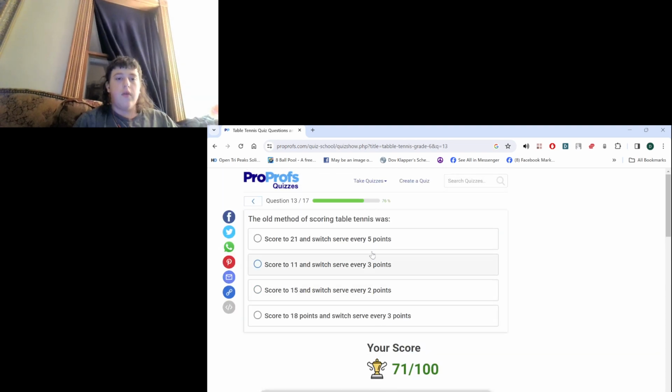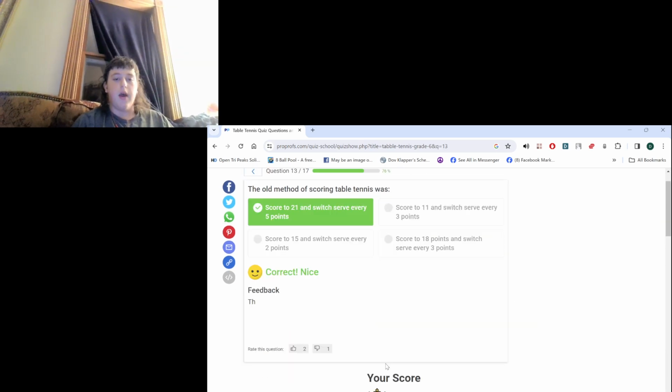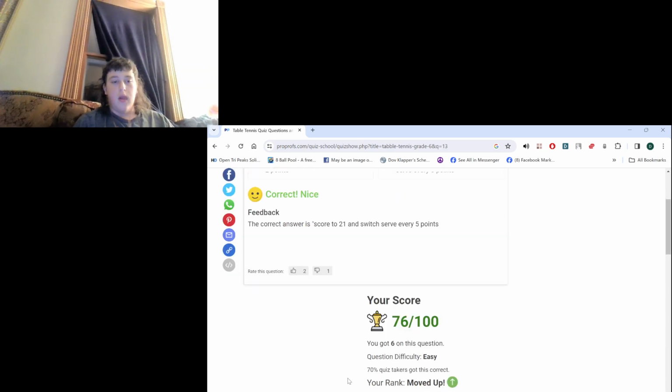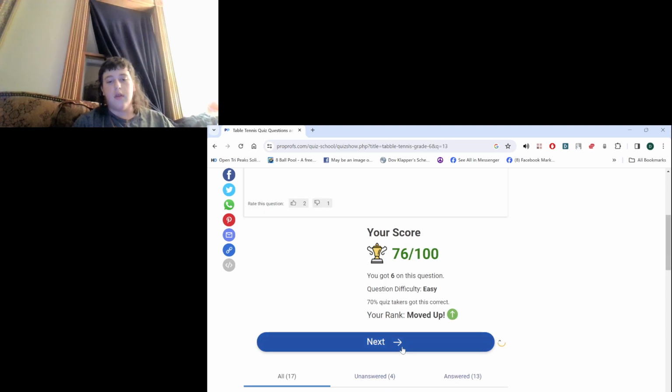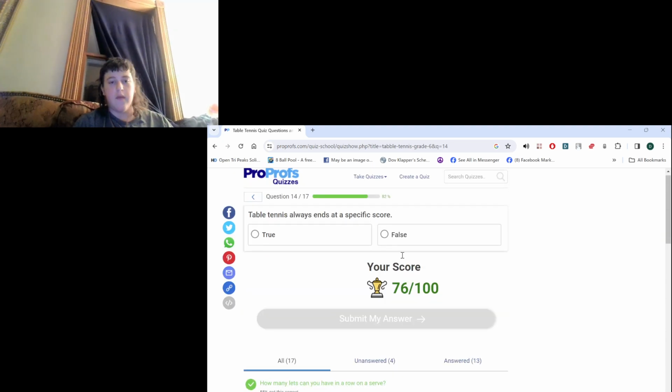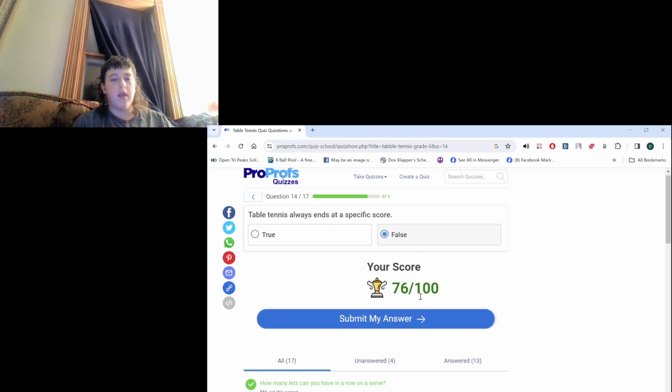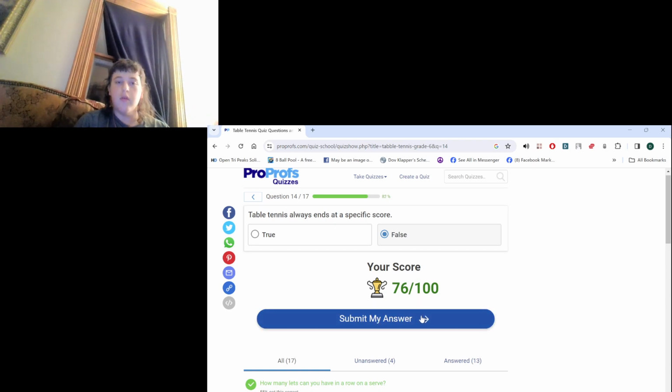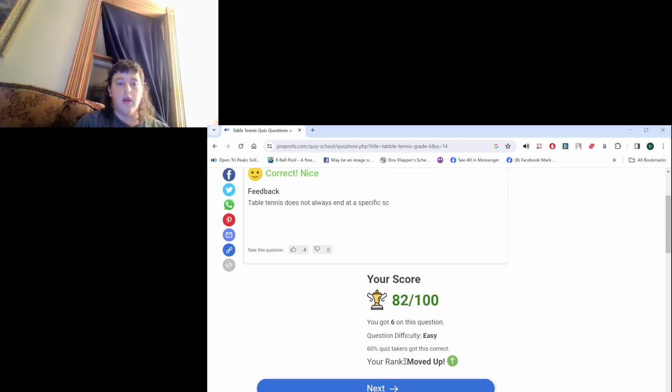The old scoring method for table tennis was, I said this before, 21 by 5. Some people still use this because it's passed down by their family members. Table tennis always ends with a specific score. This is false. If you end up in deuce, the end score moves later.